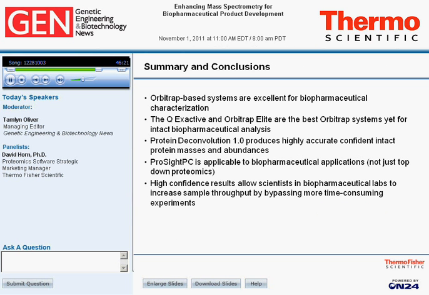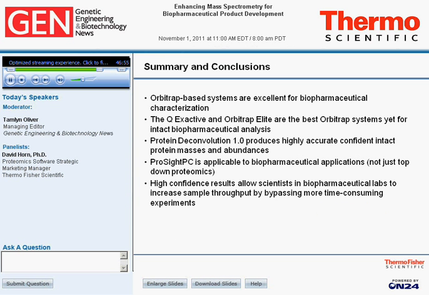So in conclusion, I hope I have shown you that Orbitrap-based systems are excellent for biopharmaceutical characterization, and the Q Exactive and the Orbitrap Elite are the best systems that we've produced yet for intact biopharmaceutical analysis. Protein deconvolution software produces highly accurate and confident intact protein masses and abundance, and ProSightPC is definitely applicable for biopharmaceutical applications. It's not just the software for top-down proteomics. Biopharmaceuticals are proteins too, so ProSightPC works just fine.